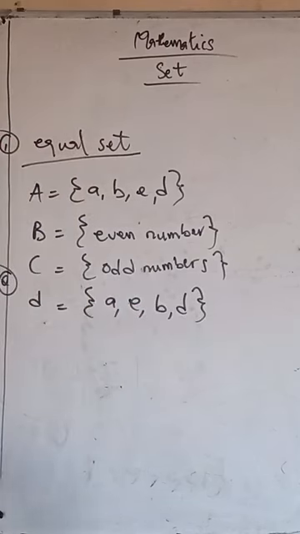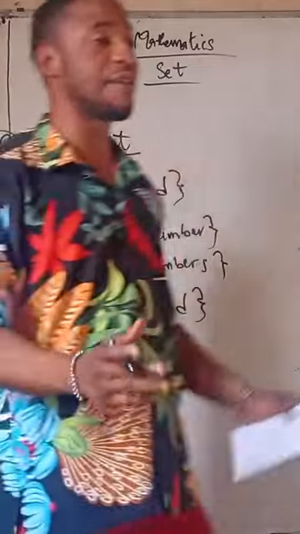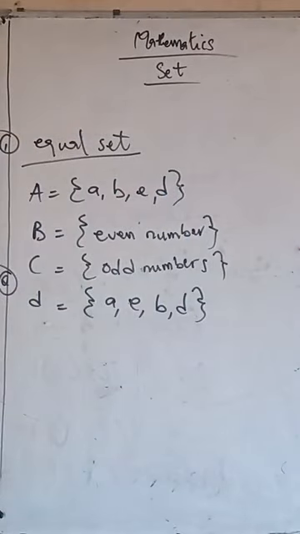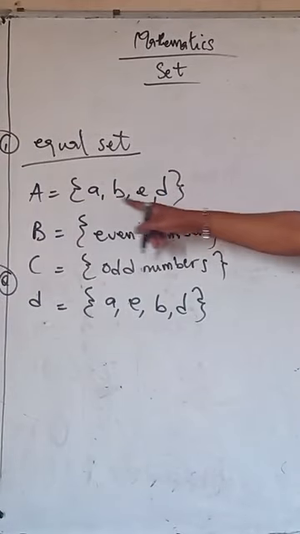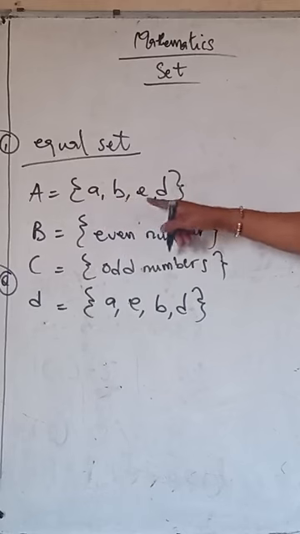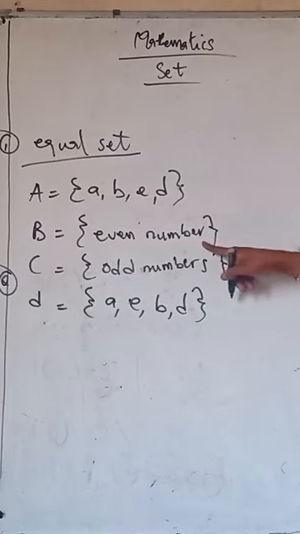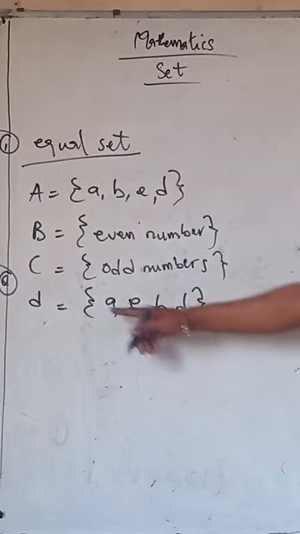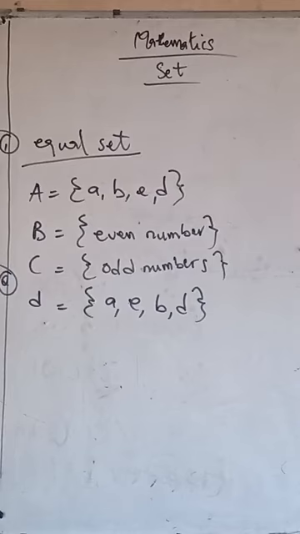Now, here's my question. Which of these sets are equal? Remember, I told you what equal sets are. Equal sets are those sets that have all the elements written in each other, or those sets which have equal elements in them. Now, if you watch this, you have your A, which is A, B, E, D. You have your B, even numbers. You have your C, odd numbers. And you have your D, which is A, E, B, D. Now you have to ask, which of these sets are equal?